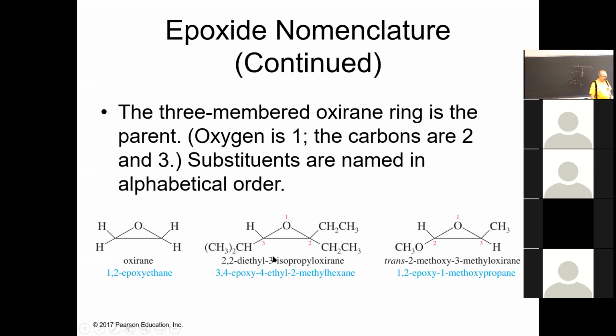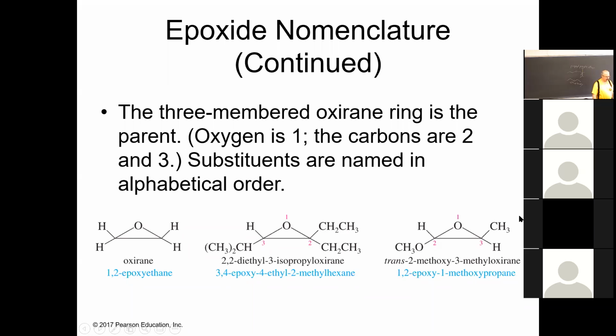Right, this one, if we consider this to be the parent, this is oxirane, and so it would be 2,2-diethyl-3-isopropyloxirane. We want to give these the lowest set of numbers. Oxygen is position number 1. We could also go this way, and we could call it 3,4-epoxy-4-ethyl-2-methylhexane.